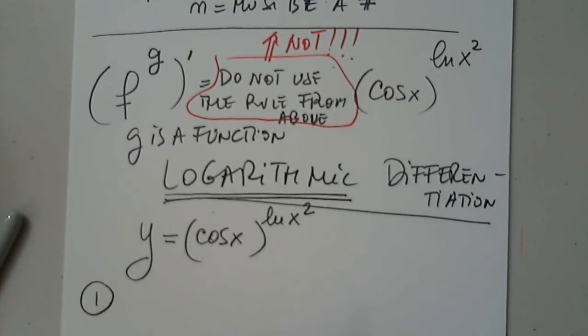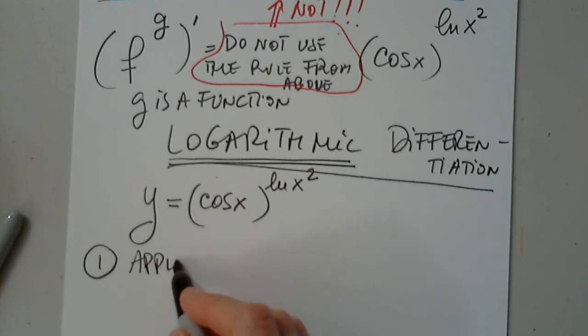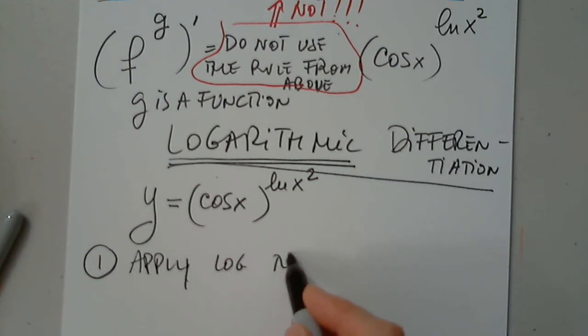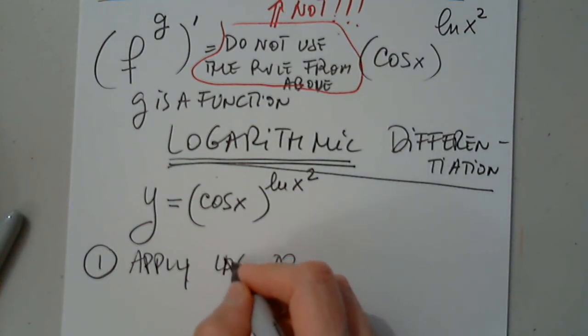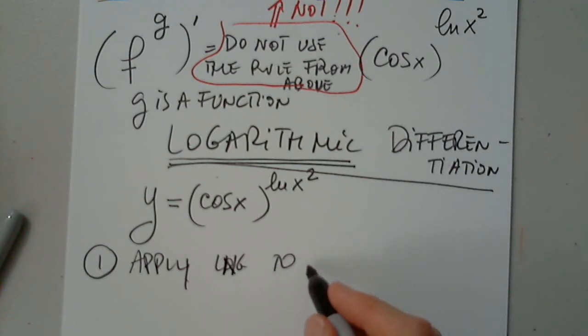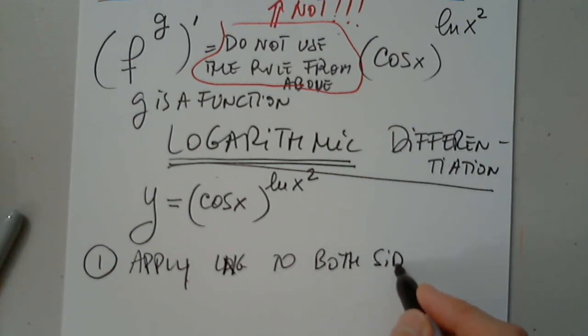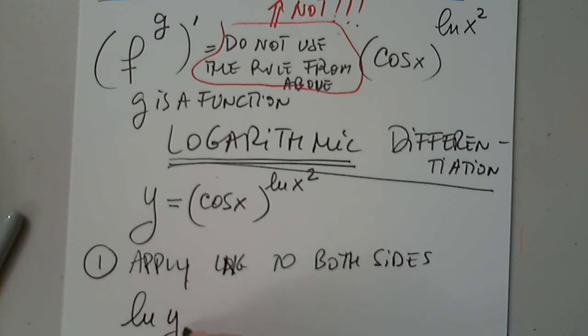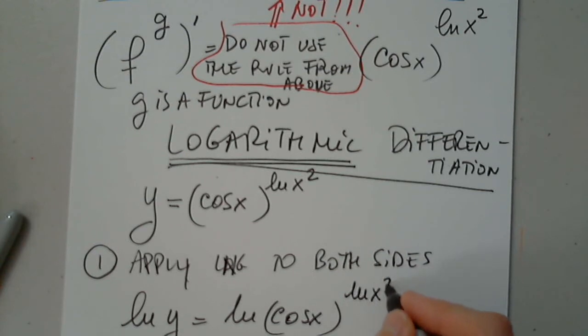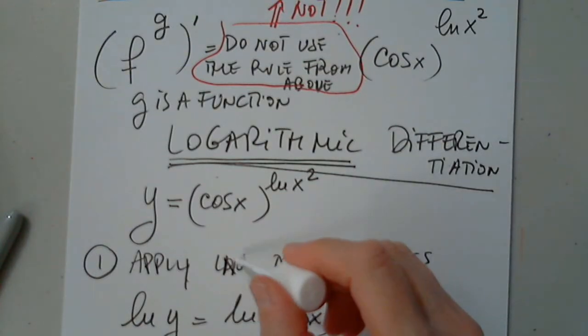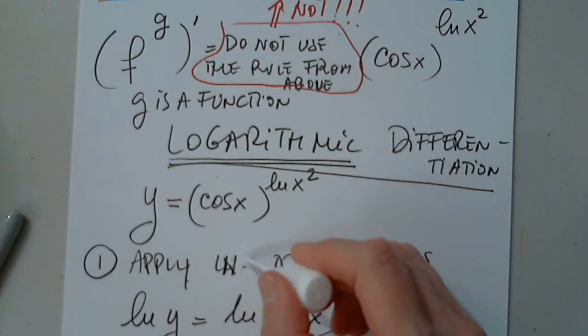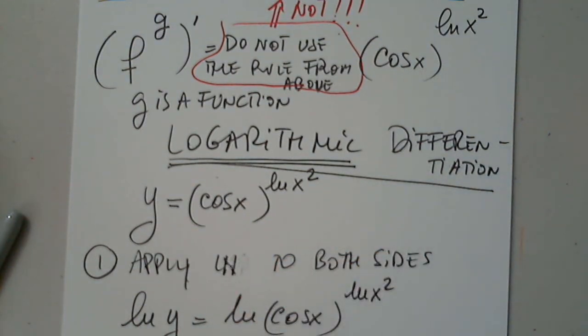Step number 1, apply log to, of course, natural log, not log. I want only natural log to both sides. So natural log here and natural log on this side. Okay, fine. I applied natural log to both sides. Now what? Can anyone look at this new equation and say, oh, I know you're going to have to do this first? And I'll probably do it.